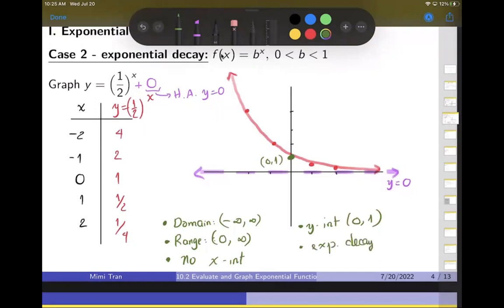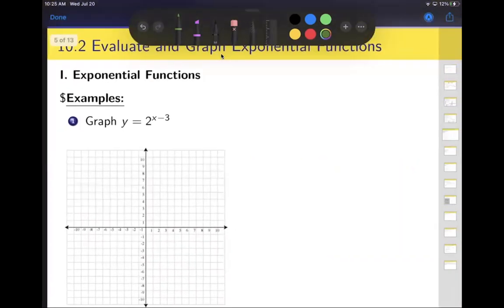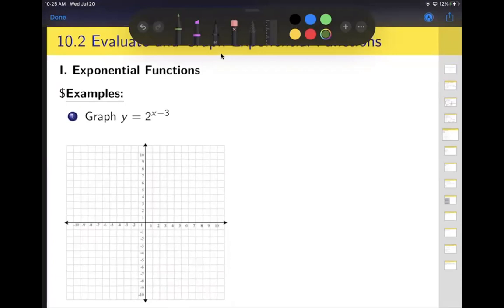Okay. All right. So for the next one, I'm going to show you how to graph this by transformation. Here I have y equals 2 to the x minus 3. As you can see, the base is 2, so it's bigger than 1. So I know that it is an exponential growth, right? B is bigger than 1, so that implies it's an exponential growth.